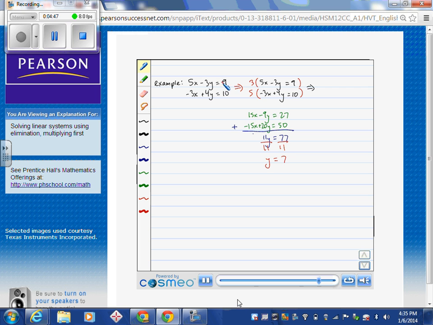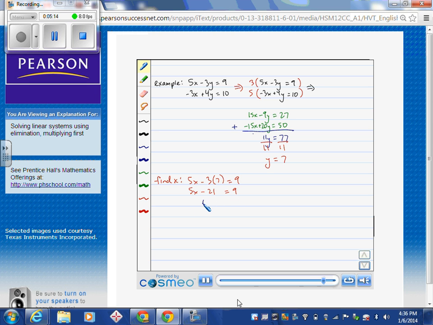And now all I have to do is take any one of these equations and plug our y in to find out our x. Let's go ahead and use the first one. So, in order to find x, I'm going to say the following. 5x minus 3 times our y, which is 7, is equal to 9. So here we have 5x minus 21 is equal to 9.